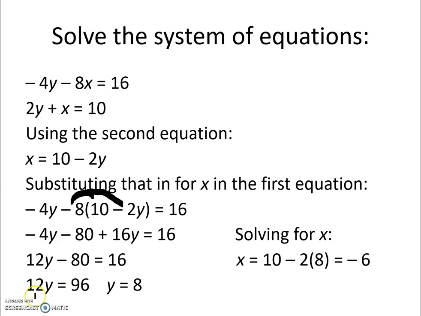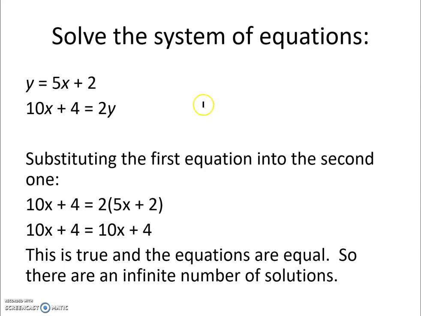Adding 80 to both sides, we find that 12y equals 96, but we don't want 12y, we just want y. So we divide both sides by 12, and we find that y equals 8. Solving now for x, we use the equation x equals 10 minus 2y. Now that we know y is 8, we have 10 minus 2 times 8, which ends up being a negative 16, and our x is a negative 6. So the point (negative 6, 8) is a solution to this system of equations.